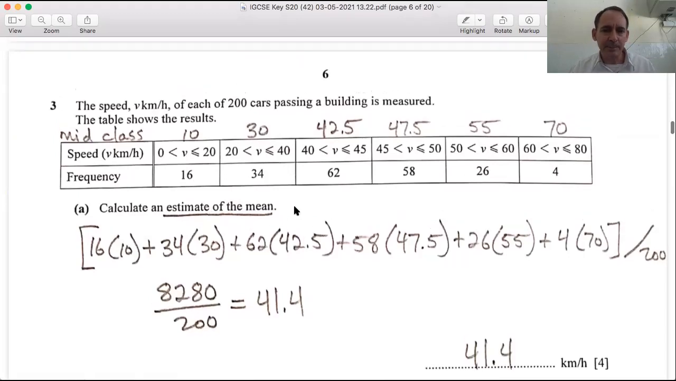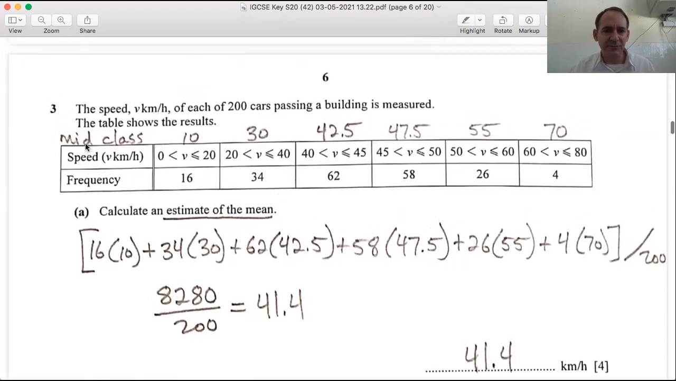Whenever you're working with mean and class boundaries, you need to find your mid-class boundary. So the middle between 0 and 20 is 10, between 20 and 40 is 30, and so on. Carefully calculate your mid-class value. In cases where you have decimals, the easiest way, if you can't just see it, is to add the two numbers together and divide by 2.